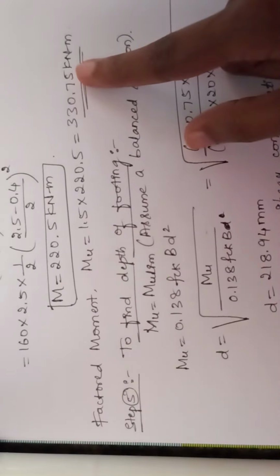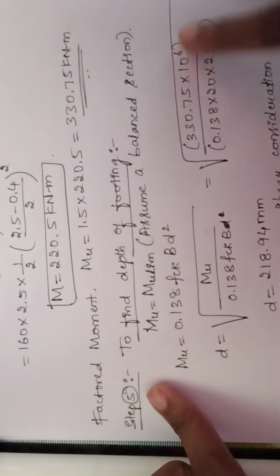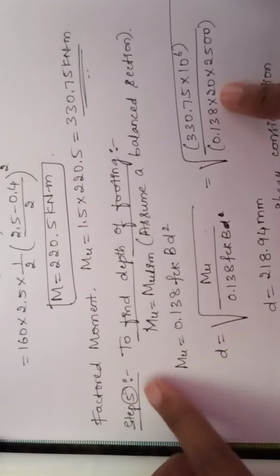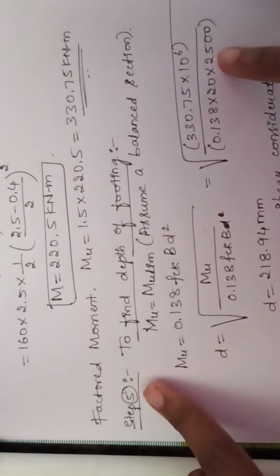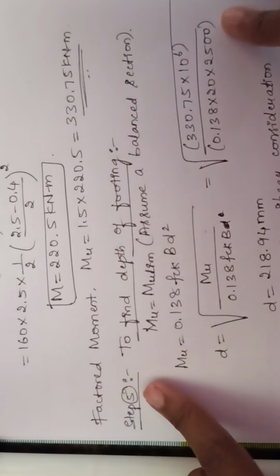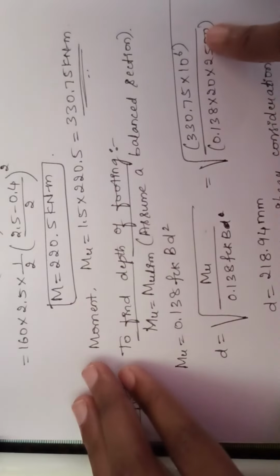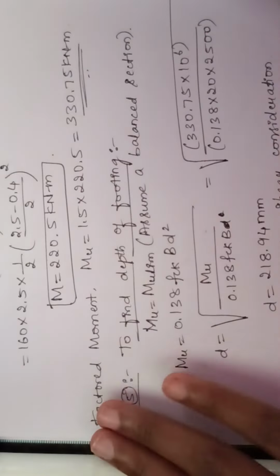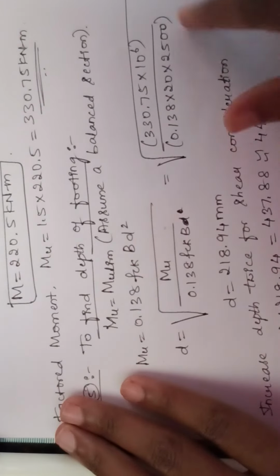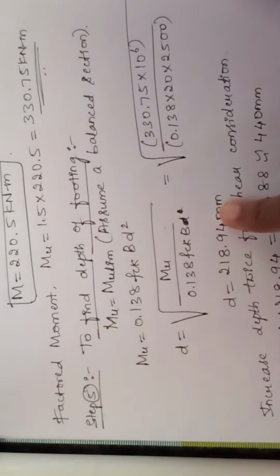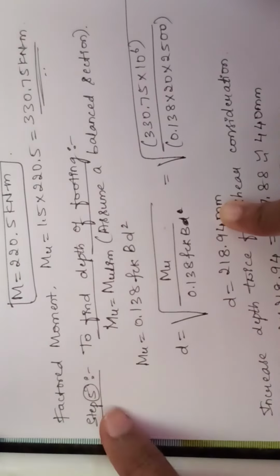You multiply that with 10 power 6 for converting it in terms of newton mm. Then divide it with 0.138, and then fck is the grade of concrete, that is 20. B represents the width of the footing, that is 2500 mm. We got 2.5 meter width here; again you convert that in terms of mm. On converting, we get 2500 mm. Then on simplifying the whole thing, we will be getting a value of D as 218.94 mm, which is the depth of the footing.